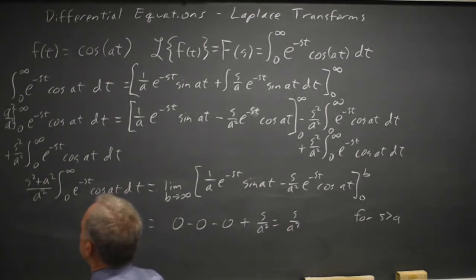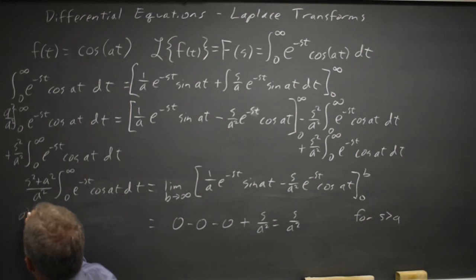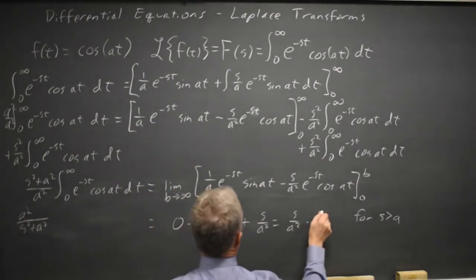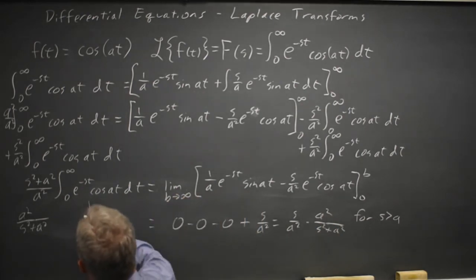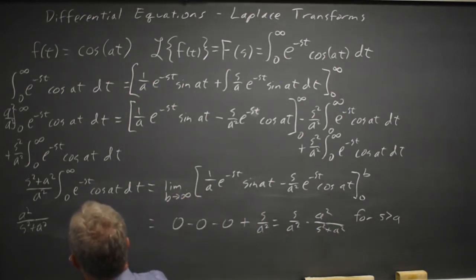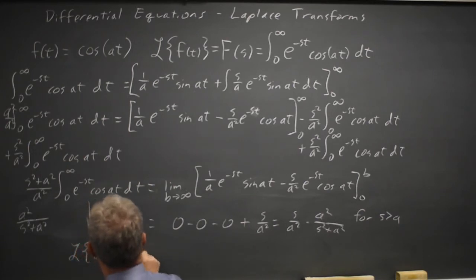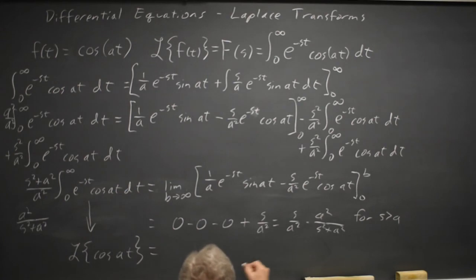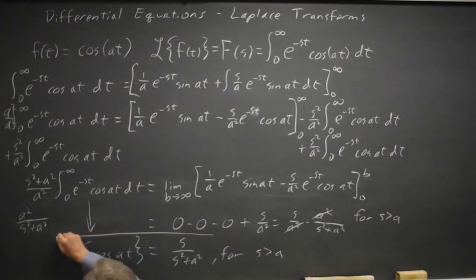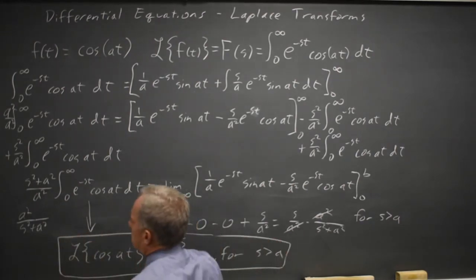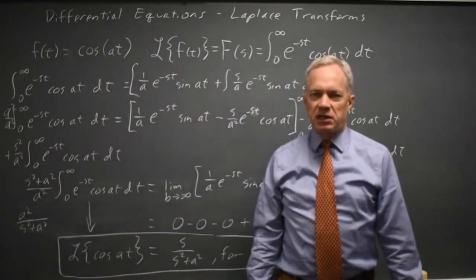On the left, if I multiply by a squared over s squared plus a squared, and do the same on the right, all I have left is this integral, which is the Laplace transform of cosine at. This is the definition of the Laplace transform. And on the right, a squared over a squared is 1, so I'm left with s over s squared plus a squared for s greater than a. And that gives us the transform of cosine at.